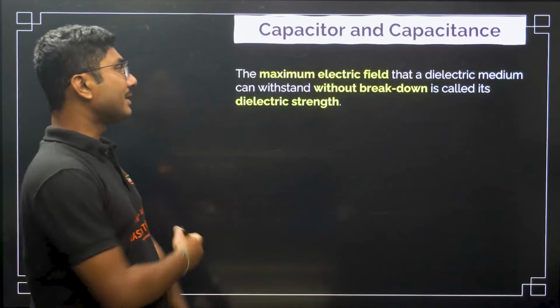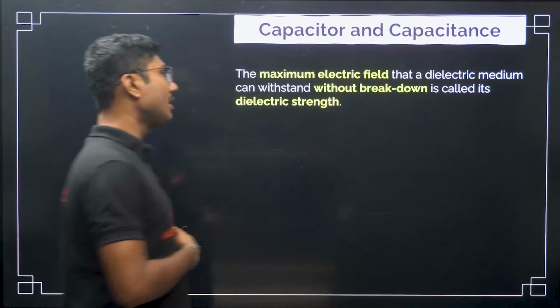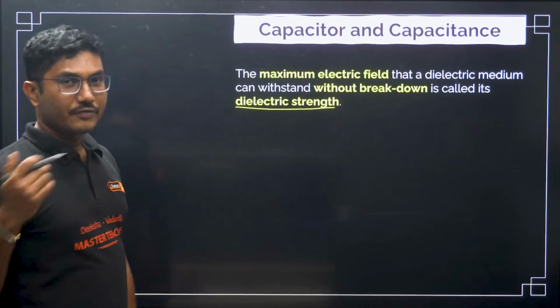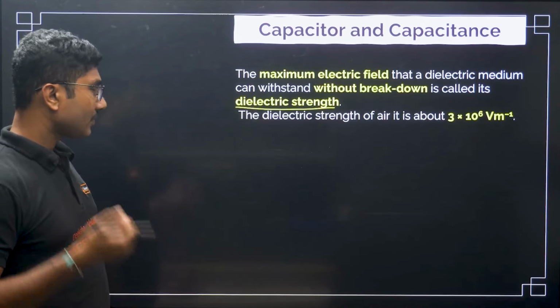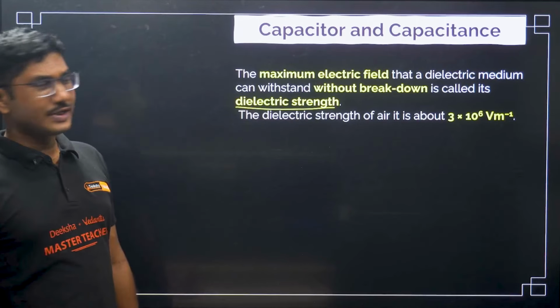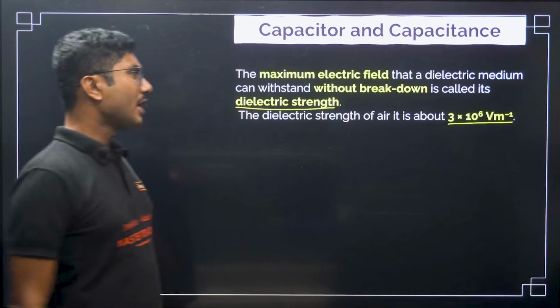The maximum electric field that a dielectric medium can withstand without breakdown is called dielectric strength. This is also very important for fill in the blanks questions. The dielectric strength of air is about 3 × 10^6 volt per meter. This value is important for MCQ.